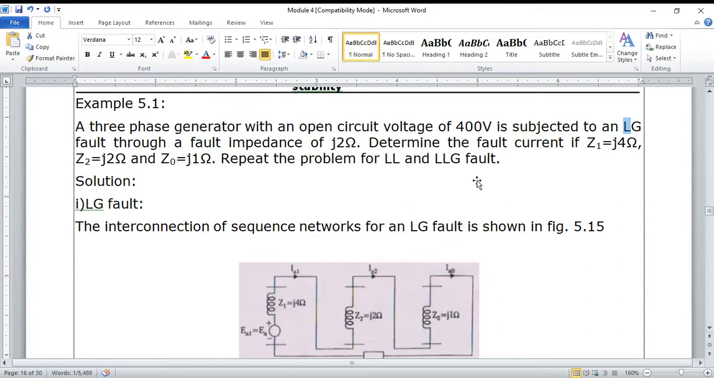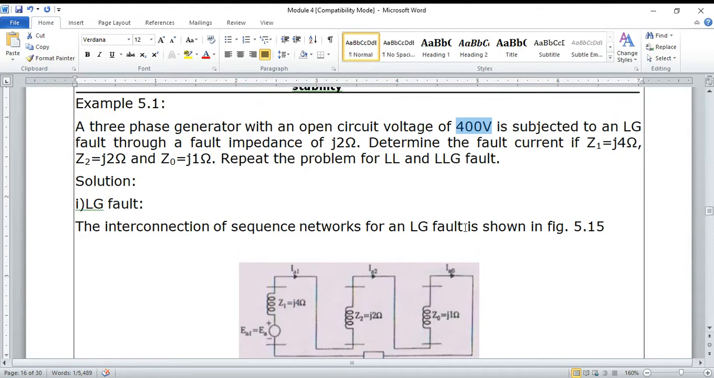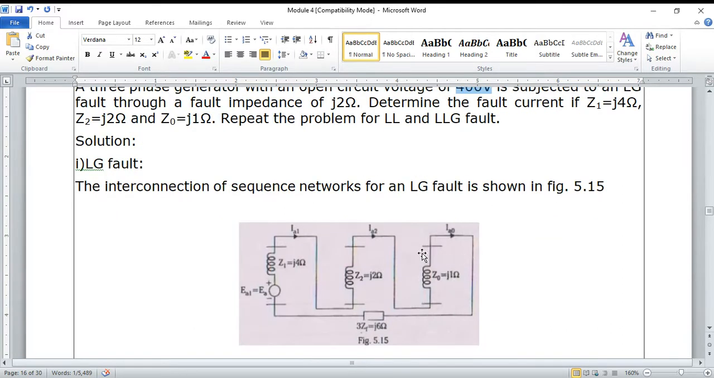This voltage, 400 volts, is given here. First of all, you know in a single line to ground fault the final equation we derived for the fault current is IF equals 3 times IA0. To get that, you have to get the value of IA0. You know IA0 is equal to IA1 is equal to IA2. From this diagram, if we apply KVL, we get IA0 is equal to IA1 is equal to IA2 is equal to EA divided by Z1 plus Z2 plus Z0 plus 3 times ZF, since all these are in series.